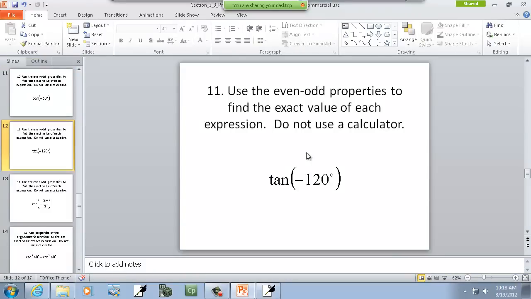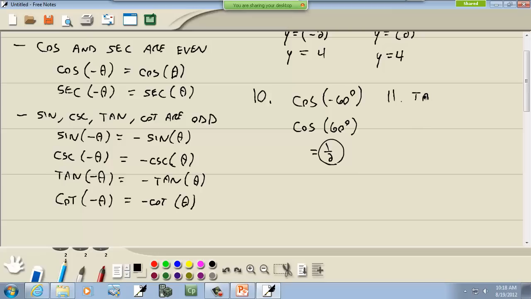Let's look at another one of those. We got tangent of a negative 120 degrees. Well, we said for tangent, if you got a negative inside, you can take the negative and put it on the outside. So this becomes negative tangent of 120 degrees. Now remember, tangent is equal to y over x. Now the negative just stays out in front. And we're going to go to our unit circle and look up 120 degrees and see what y and x are.